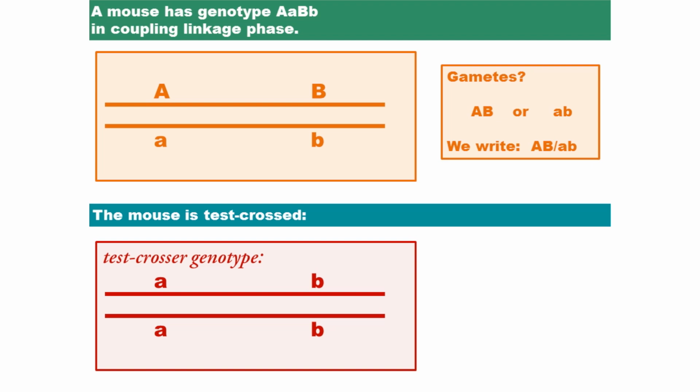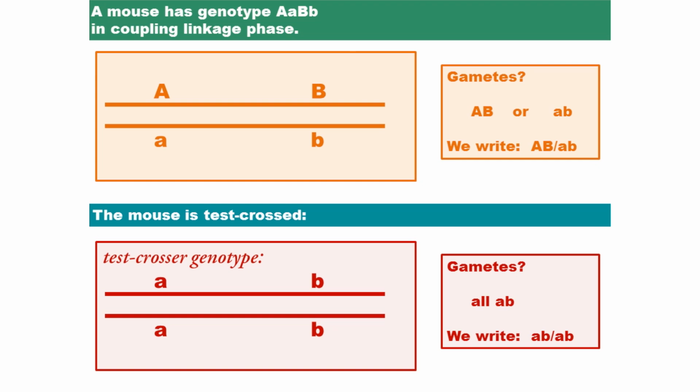Now we're going to do what Morgan did. We're going to do a test cross of this doubly heterozygous genotype times an individual that's little a, little a, little b, little b. The test crosser genotype, the little a and little b are going to be stuck together. Another little a, another little b are going to be stuck together. The gametes there are all going to be little a, little b. So we know that. So let's look at what happens here.